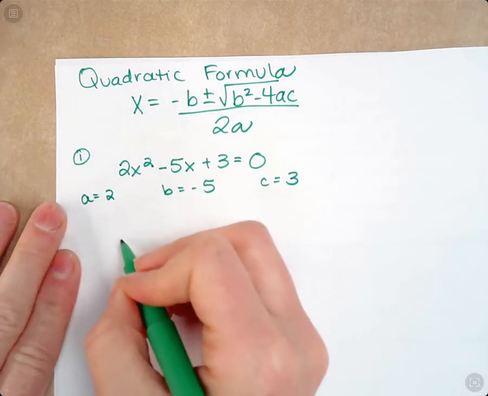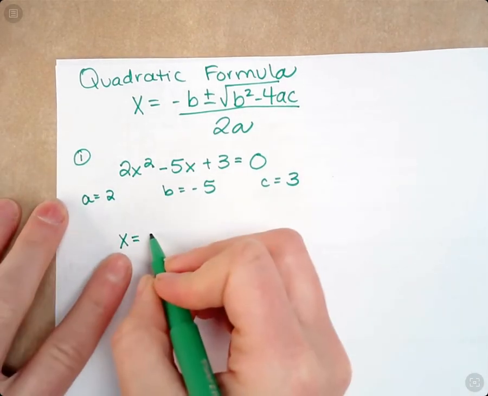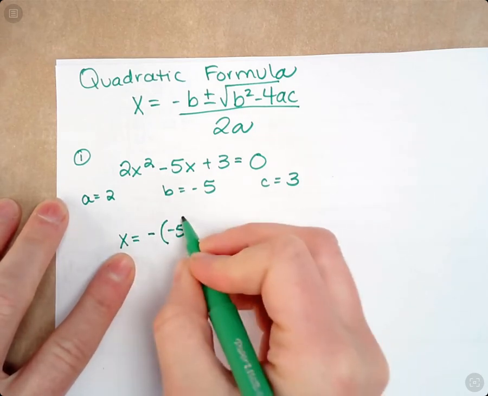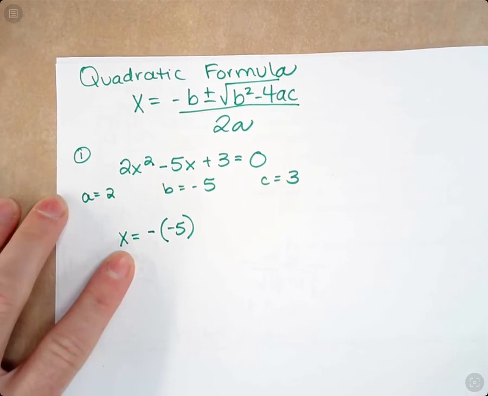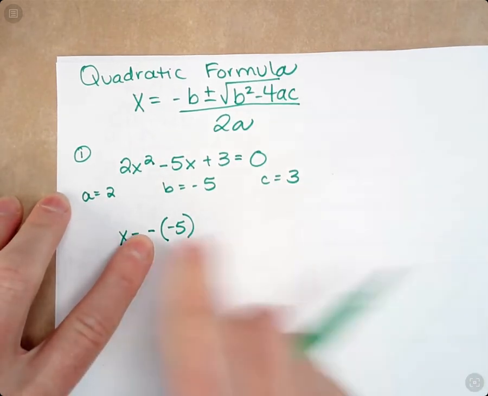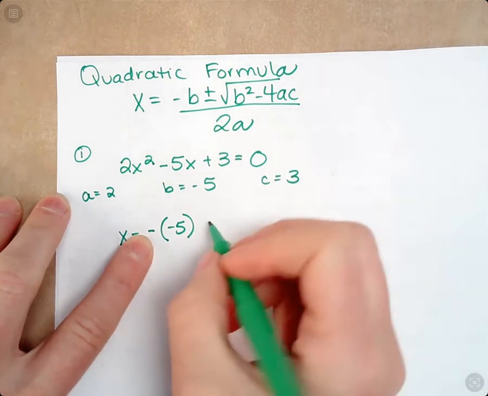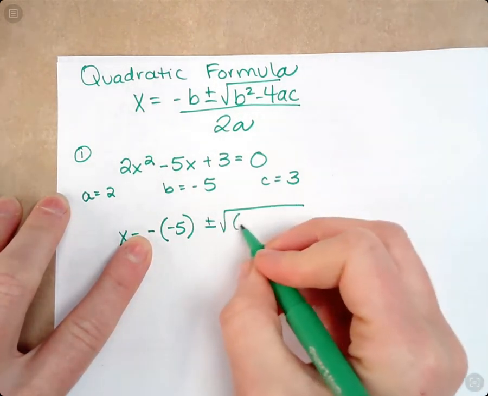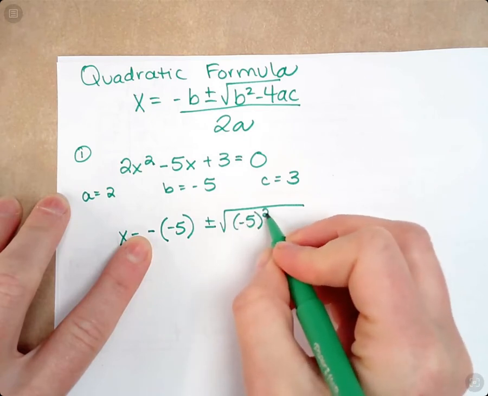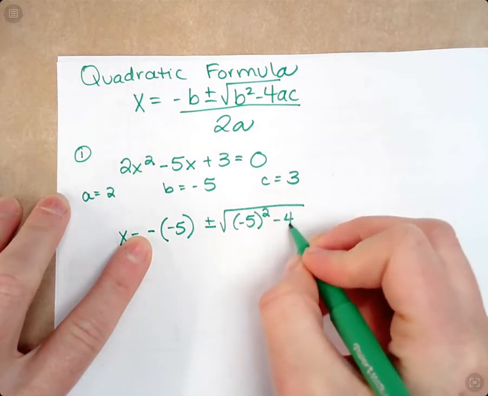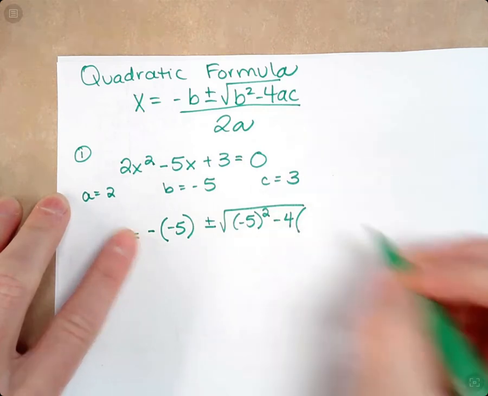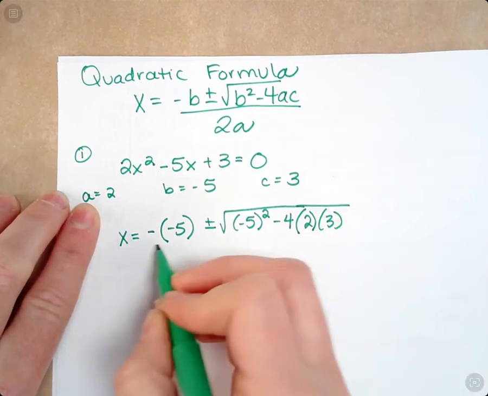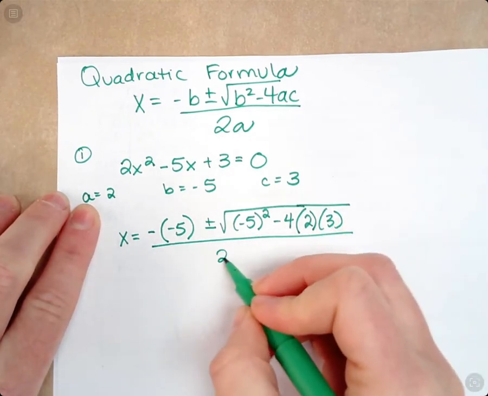So let's plug in the formula. So X equals a negative B. So negative out front and then the negative 5, because negative is in the formula and negative 5 is the B. So plus or minus square root of, put the negative 5 still in parentheses when we plug it in, minus 4, A, which is 2, times C, 3, all over 2A.